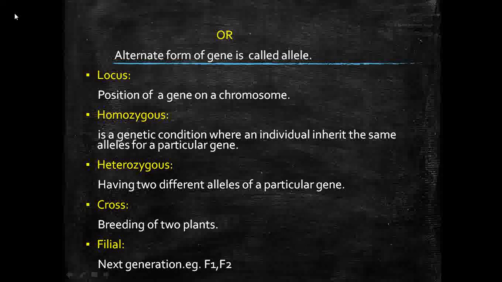Next term is cross. Cross means when we breed two plants, that is known as a cross between the two plants. Next is filial. Filial means the next generation, for example F1 generation, F2 generation. When offspring are formed from the parents, that is the first generation, and whatever next generation we get, that is the F2 generation. So that is filial.